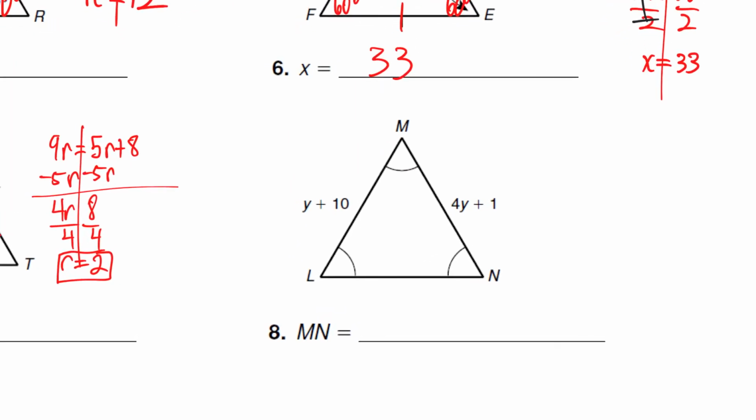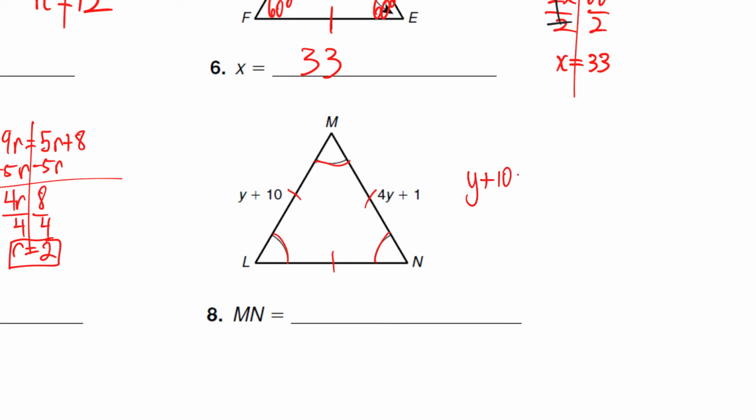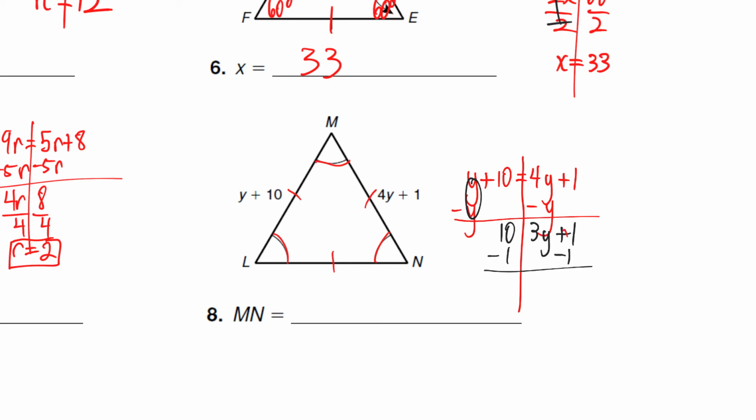Okay, then on this last one, same thing. It's equiangular, which means it's equilateral. So to find the value of y, I know that ML is congruent to MN. Those two are the same length. So y plus 10 equals 4y plus 1. Get the y's together. 10 equals 3y plus 1. Take away 1 from both sides. 9 equals 3y. Divide by 3.